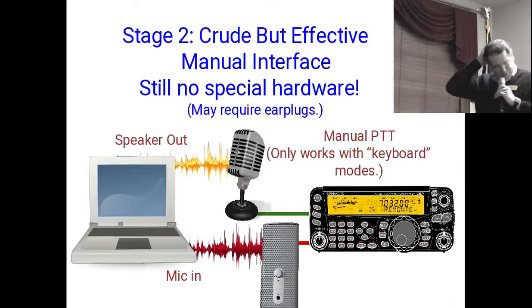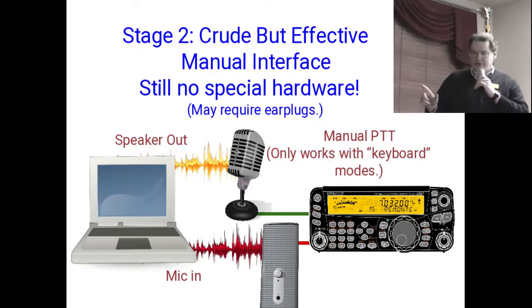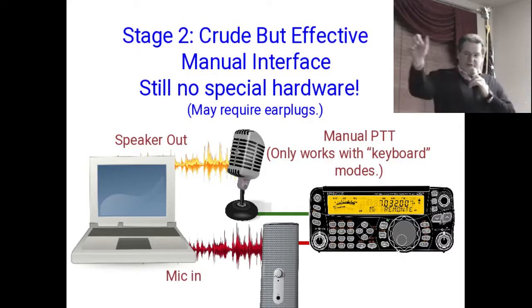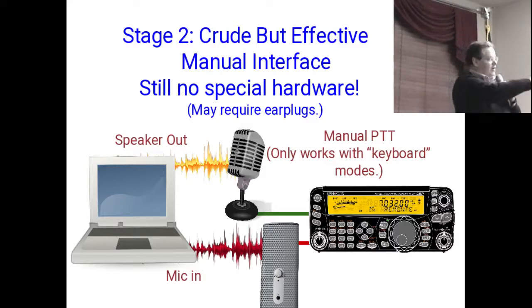Next step. You can actually get on the air without any cables or anything. If you're using a keyboard mode and you're about to transmit something manually by hitting enter for it to send that across the air, you can grab your microphone, you can hold it next to the speaker of your computer, and then press the push to talk and press the enter. And it's crude, but you can make contacts this way. It's a start. You've got no cables again.